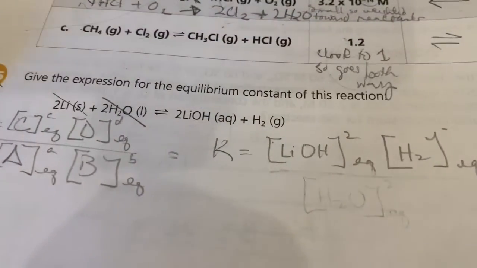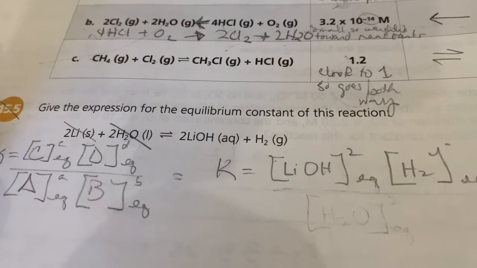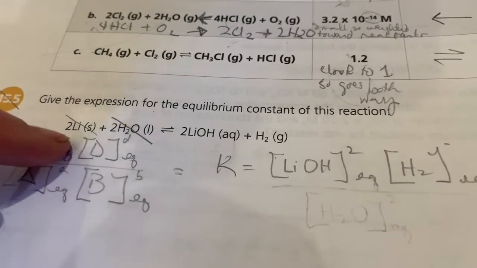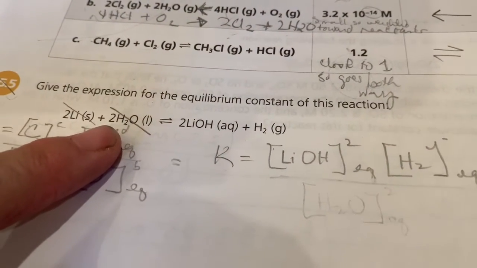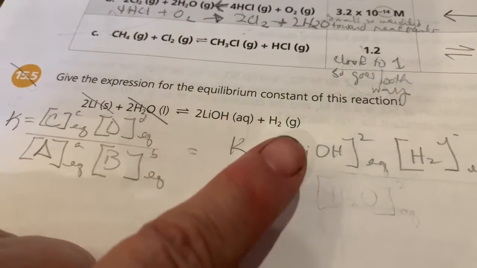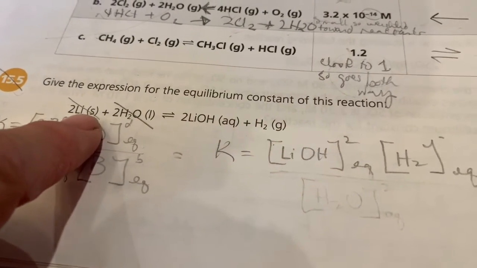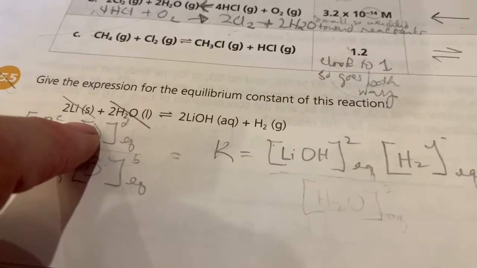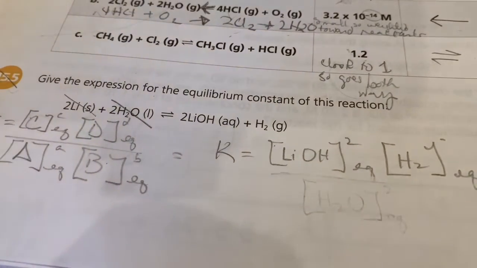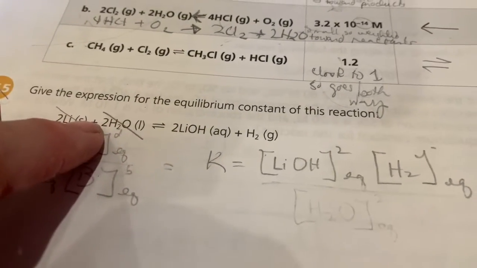All right, 15.5. Give the expression for the equilibrium constant of this reaction. So here is our reaction here. Remember, our equilibrium constant can only work with aqueous and gas. It cannot work with liquid or with solid because you can't affect the concentration of either of those. Those are going to be what they are. You can add weight or add mass, but you cannot add concentration. They just are what they are.